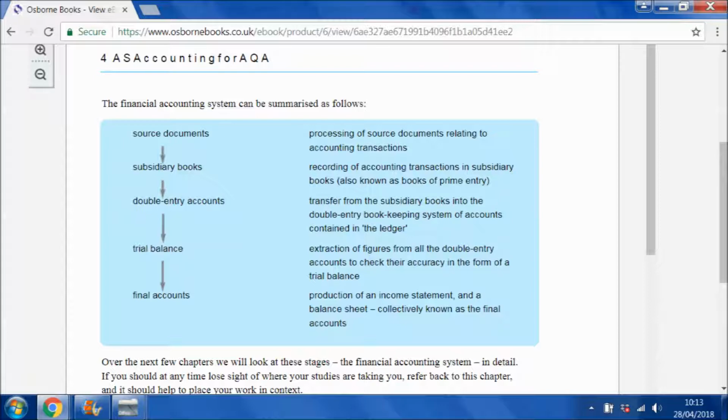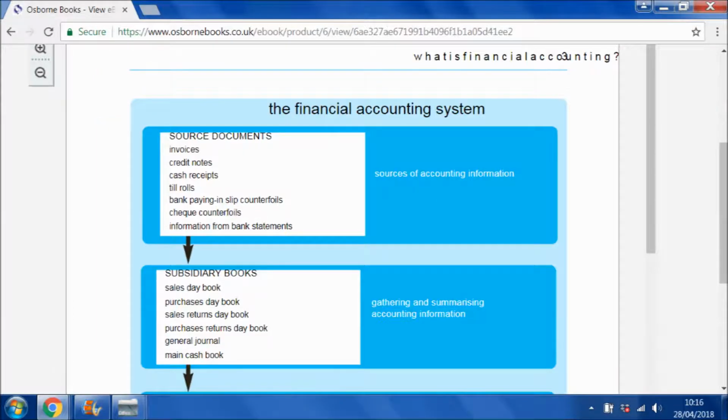Fifth, a trial balance must be completed to ensure that both the debit balances and credit balances of all the accounts are totaled up and equal to each other. Sixth, the final accounts, which are the income statement and balance sheet, must be produced to show the profit for the year, the net profit, and the net assets or capital.